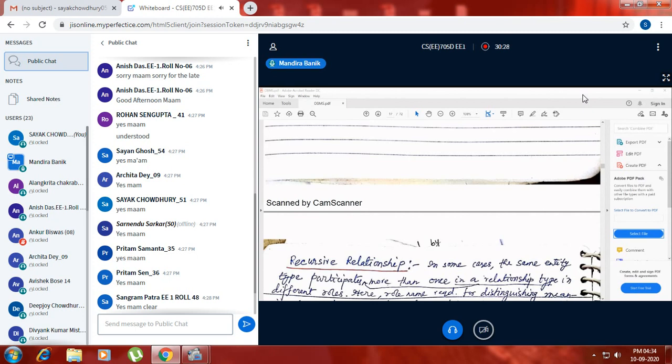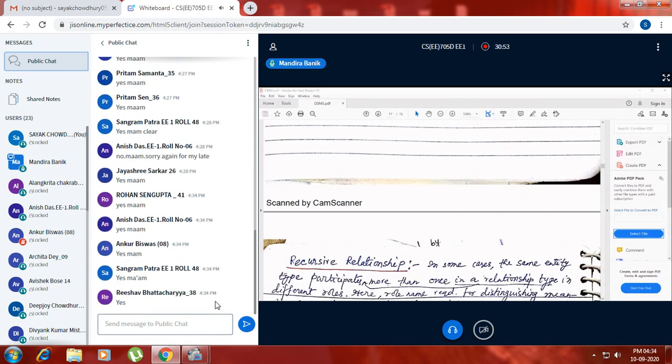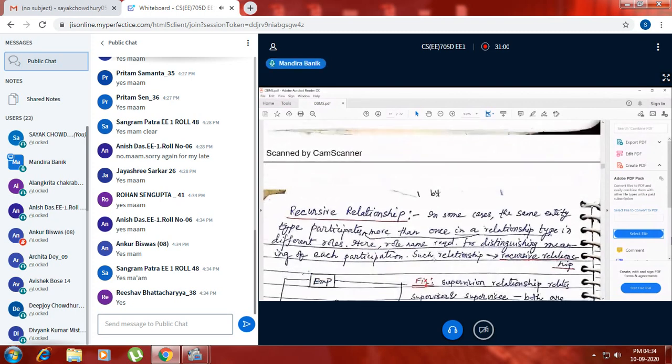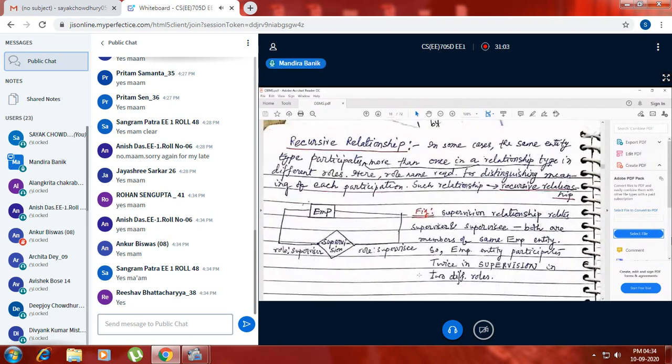So these participation constraints, total participation and partial participation, are clear, because it is easily understood by the relationship between customer and loan. It is very easily described. Now the next one we are coming to is the recursive relationship.